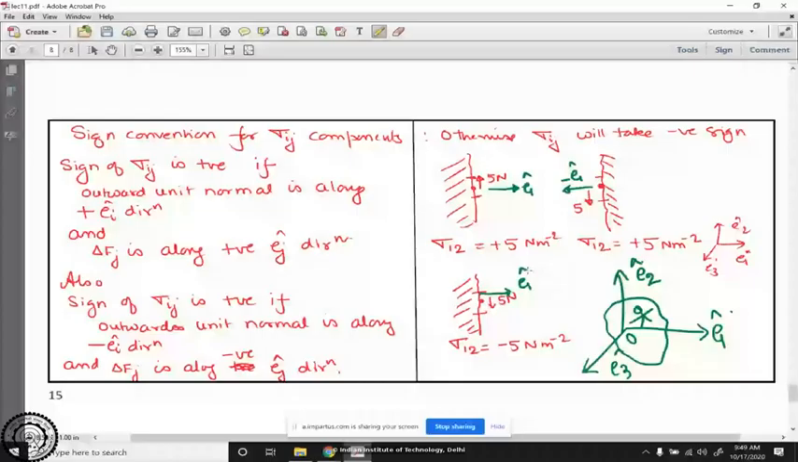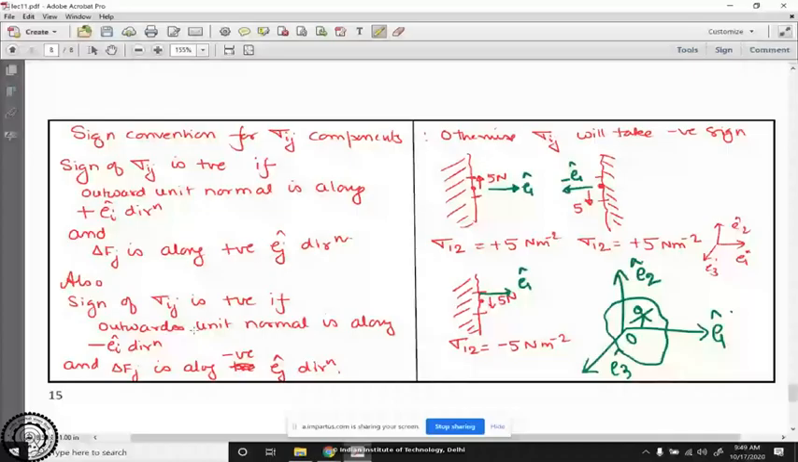The sign of sigma ij is positive if the outward unit normal is along the Ei direction and delta Fj is also along the positive Ej direction. Okay, that's one rule. Also, the sign of sigma ij is positive if the outward unit normal is along the minus Ei direction and delta Fj is along the negative Ej direction. So these two combinations will keep the sign of sigma ij positive.